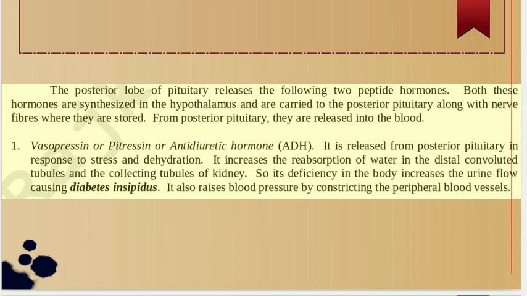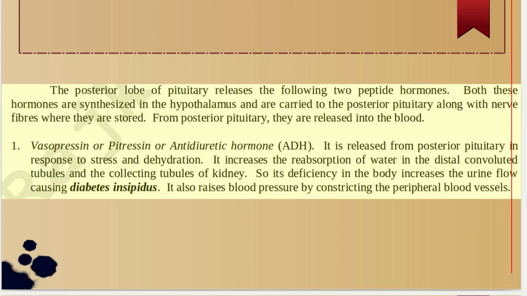The posterior lobe of the pituitary releases the following two peptide hormones. Both these hormones are synthesized in the hypothalamus, and the posterior lobe of the pituitary is also called the neurohypophysis. It is more of a storage region or reservoir for the hormones secreted in the hypothalamus. So they are stored there. From the posterior pituitary, the two hormones synthesized in the hypothalamus are released into the blood. They are vasopressin, also called pitressin or ADH, antidiuretic hormone.